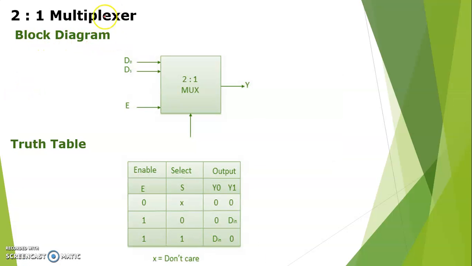2:1 multiplexer. This is the block diagram of the 2:1 multiplexer. We have two inputs, D0 and D1, one enable, one select, and the output Y. So the truth table has E for enable, S for select, and then your output.